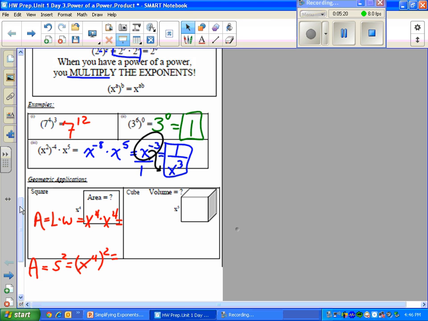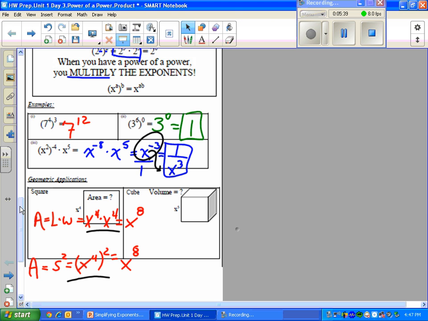Up here at the top, x to the fourth times x to the fourth, we'll just add those exponents, and we get x to the 8. On the bottom here, x to the fourth squared, that's the power of a power, we would multiply those exponents. Either way, we would end up with x to the 8.